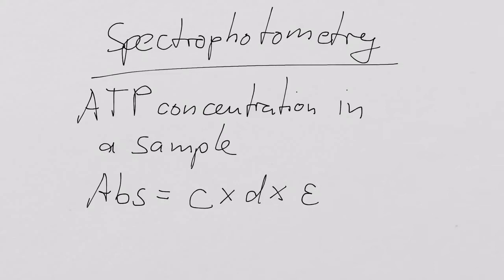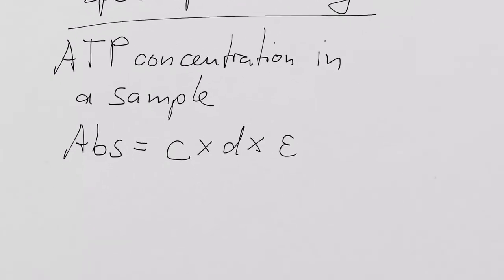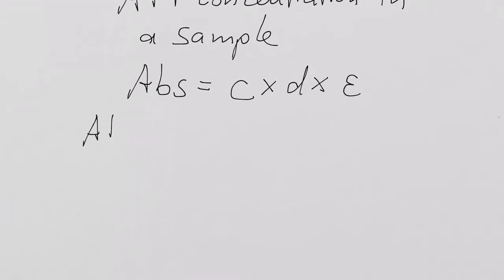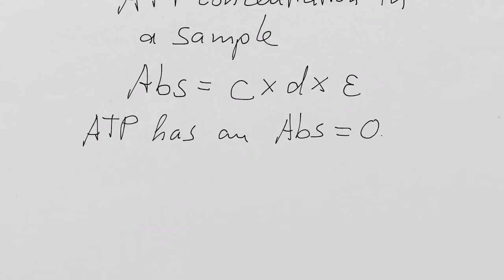And we also know that ATP absorbance is quite high when we use light with the wavelength of 260 nanometers. So that would be in the UV range. Okay, so now we have our little sample. We put that in a cuvette, measure it at 260 nanometer, and we find that our ATP sample has an absorbance of 0.25.